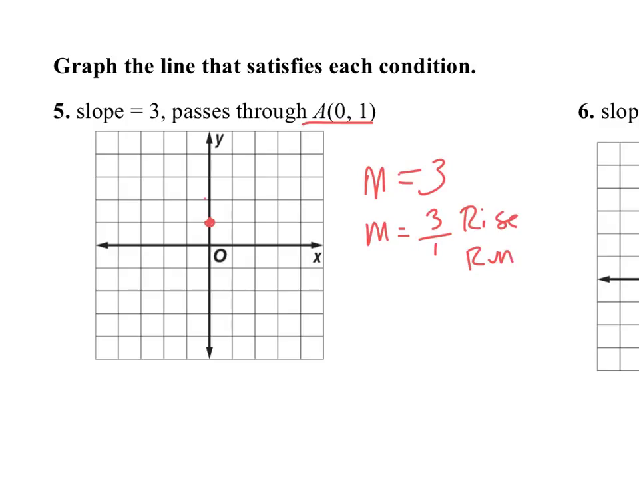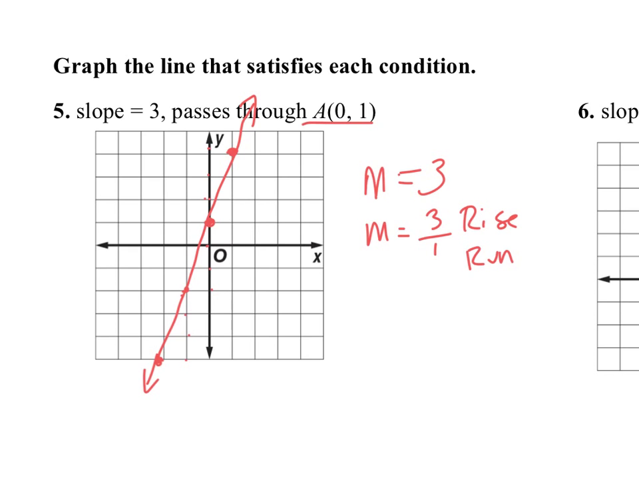So I'm going to go up 1, 2, 3, and over 1 and plot a point. I can also go down 1, 2, 3, and over 1 and plot a point as well. And I can go down 1, 2, 3, and over 1 and plot a point. And I know that this is my slope here, and that's positive.